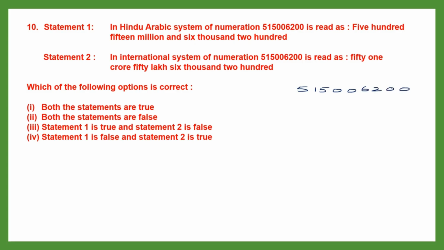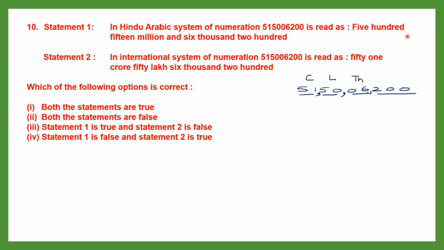515006200. Now how do we read it in the Indian system? Let's put a comma after each period. So here we have a period, here also, here also. Now how do we read this? We read this as 51 crore 50 lakh 6,200. That is how we read it.